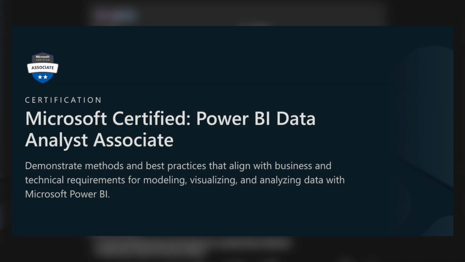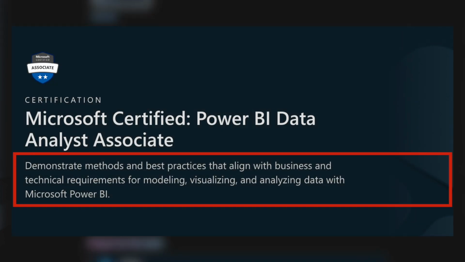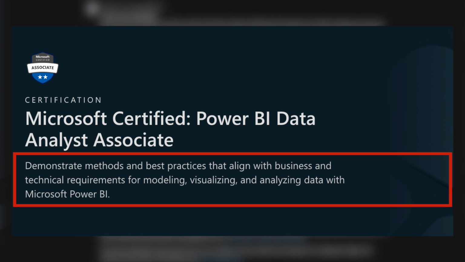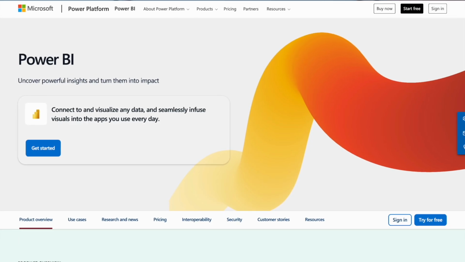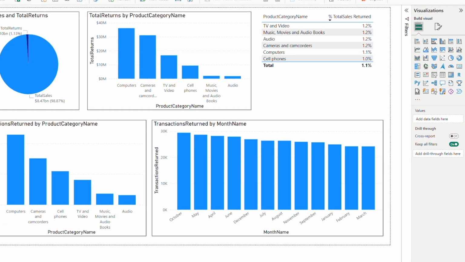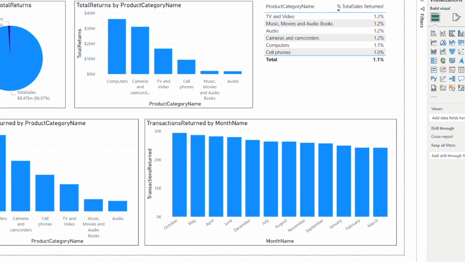So, starting with the general overview, this is an exam-based certification that promises to teach you the best practices that align with business and technical requirements for modeling, visualizing, and analyzing data with Microsoft Power BI. If you don't know Microsoft Power BI, it is one of the most popular data analyst tools out there in the market, and it is one of the first set of tools to master for any career data analyst.